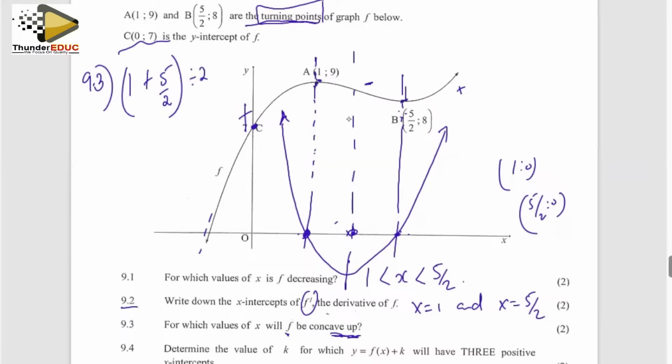Okay. So we know that 1 plus 5/2 is going to give us, is it 7/2? 1 plus 5/2, we get 7/2. Then you divide by 2, you shall get 7/4. So at x equal to 7/4, that's where the concavity changes. But since it's concave up, it means x must be greater than 7/4. That is the answer they needed.